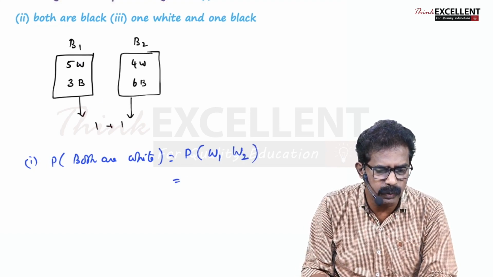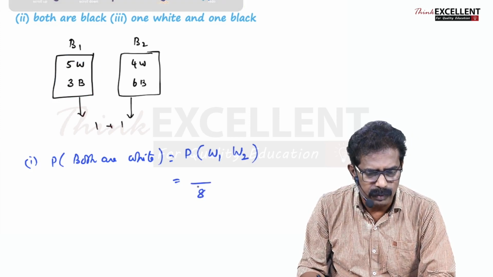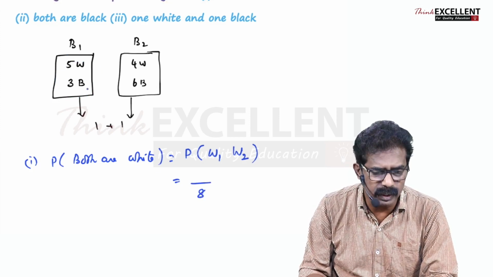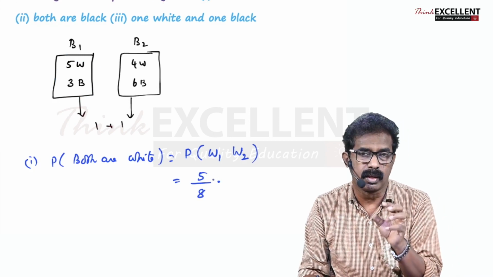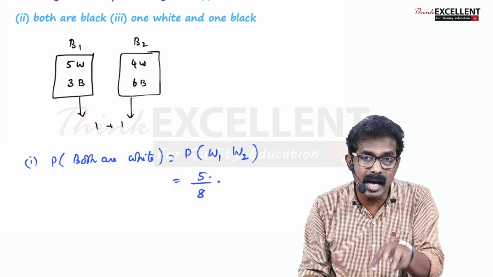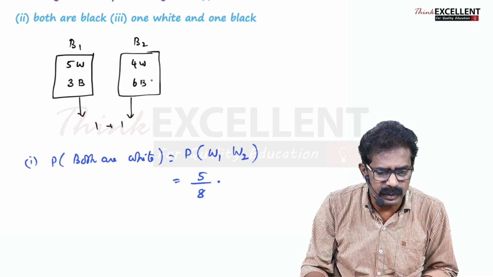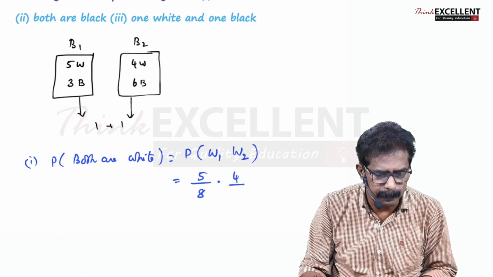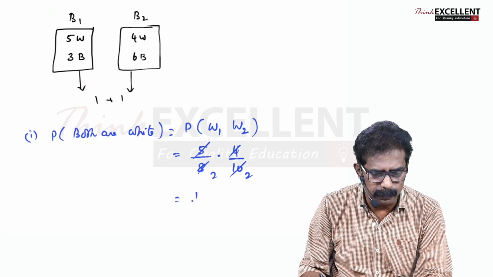What's the probability of getting a white? Total balls, total is what? 8. So denominator is 8. But white, favorable cases, 5 cases. So 5 by 8 into first white from the first bag and white from the second, right? So white from the second, it is 4 by 10. So you can cancel by 5 table, here 4 table you cancel, so your answer is 1 by 4.